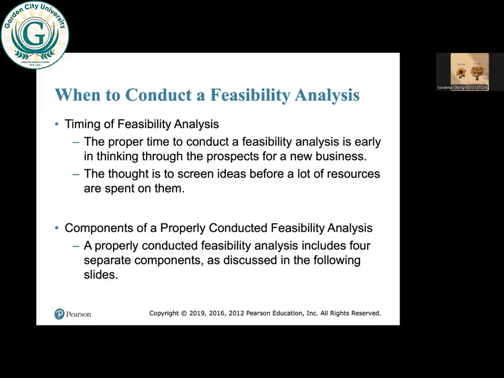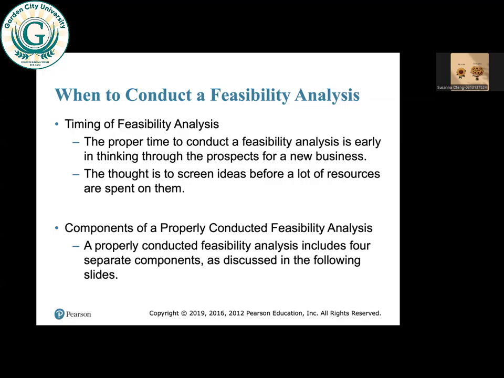The proper time to conduct a feasibility analysis is early in thinking through the prospect for a new business. The thought is to screen ideas before a lot of resources are spent on them. 2. Components of a properly conducted feasibility analysis. A properly conducted feasibility analysis includes 4 separate components, as discussed in the following slides. Thank you. Great.